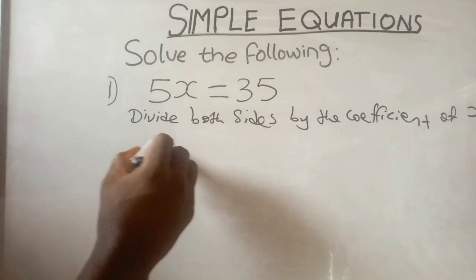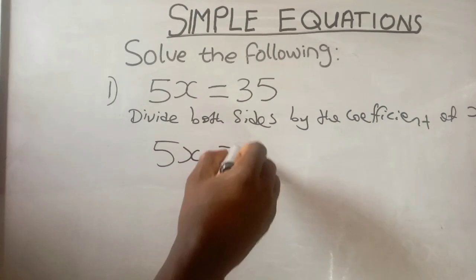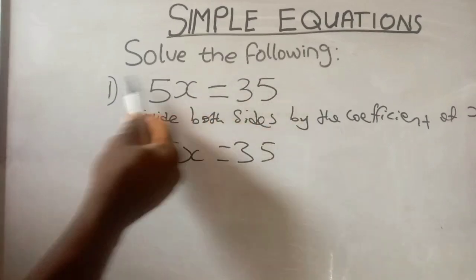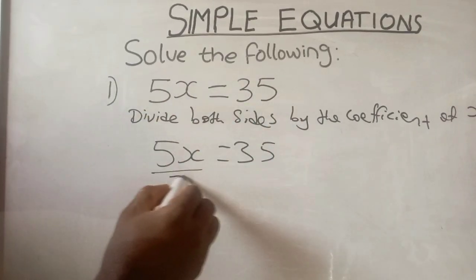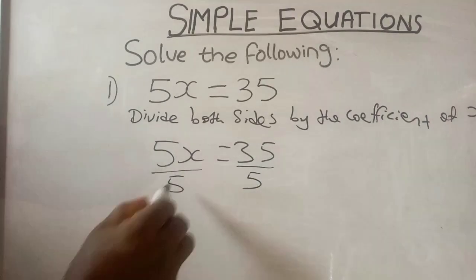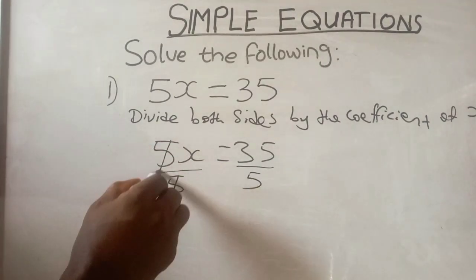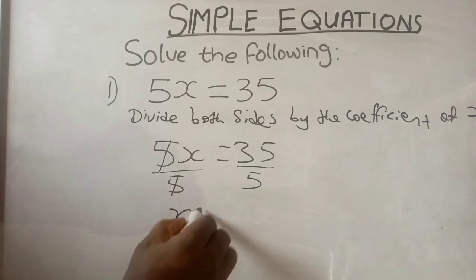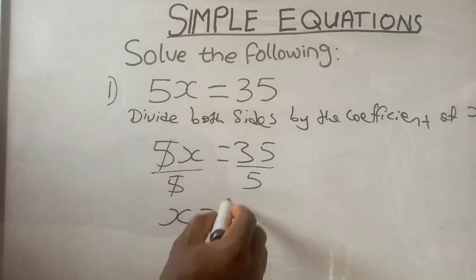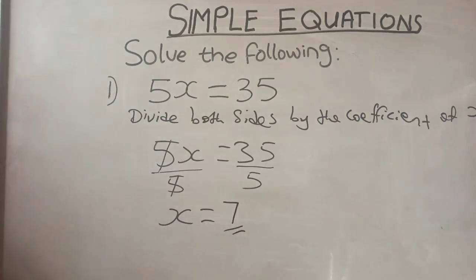So that will now be 5x equal to 35. So we're using the coefficient of this x to divide both sides. That will now be all over 5, all over 5. So here 5 will cancel out 5. We are left with x is equal to 35 divided by 5 will give us what? 7. So 7 becomes the answer to this particular question.